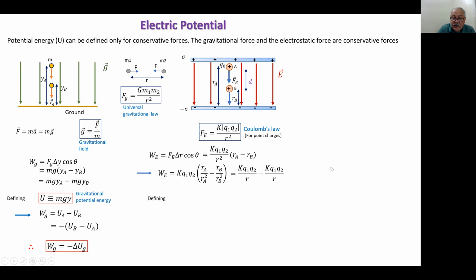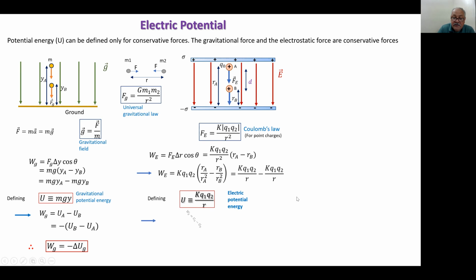I forgot to put these positions, okay? And then, defining the same thing as we did for gravitational potential energy, we define this quantity. You can see these two are very similar. We define this term in general, K Q1 Q2 over R, as the electric potential energy. We define it in that way.